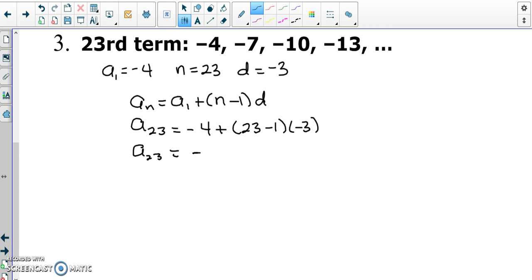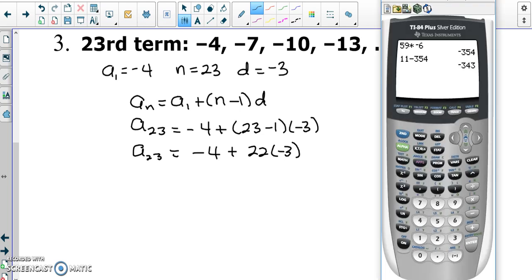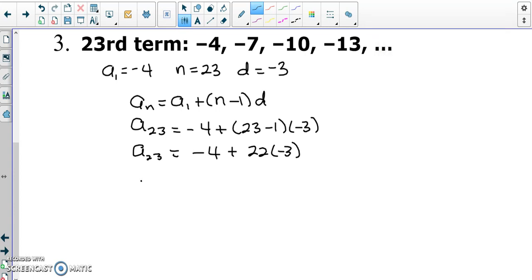So I get negative 4 plus 22 times negative 3. Now you can type this in your calculator from here and it'll give you the right answer, or you can figure it out step by step. It really doesn't matter. You can either hit times or put it in parentheses, negative 3, and then we get negative 70. So my 23rd term will be negative 70. Okay, find your first term, find n, find d, substitute it in. Again, make sure that you multiply those two numbers together. You cannot add negative 4 and 22.